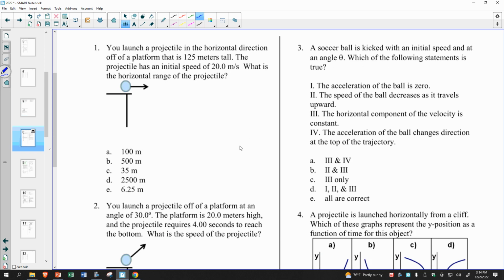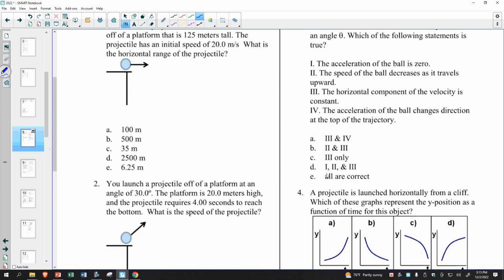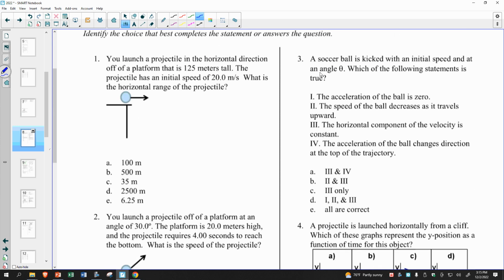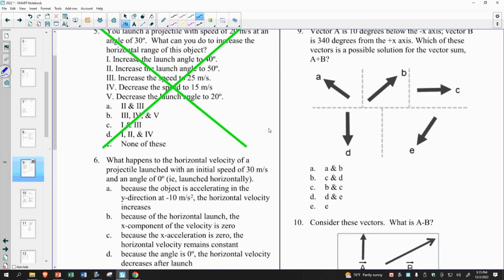More projectile motion in this. Here's some more of those position versus time graphs. You need to be able to analyze just stuff about projectile motion, basic facts about it. This question I took off the exam, so you won't see it at all.